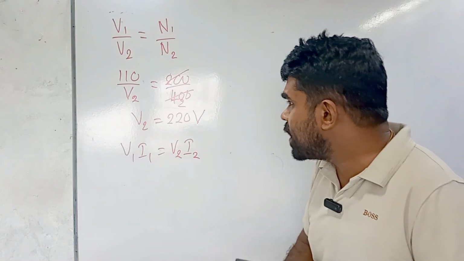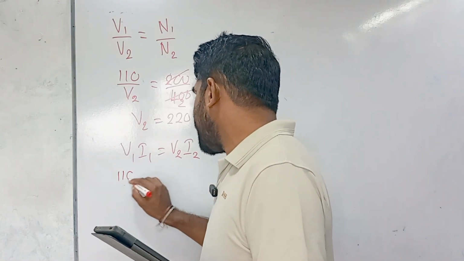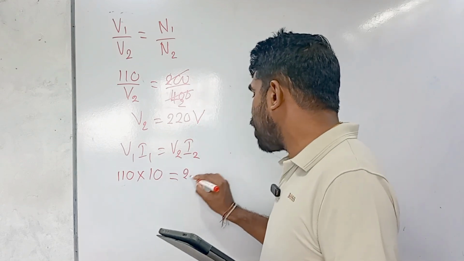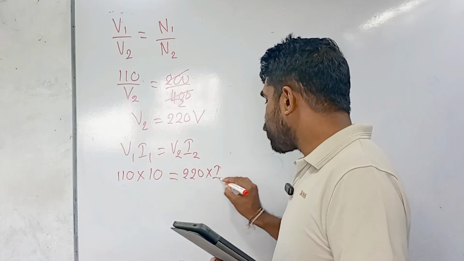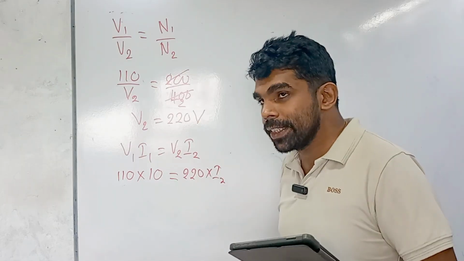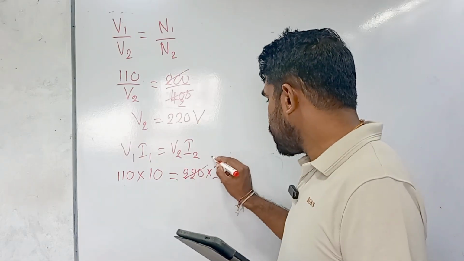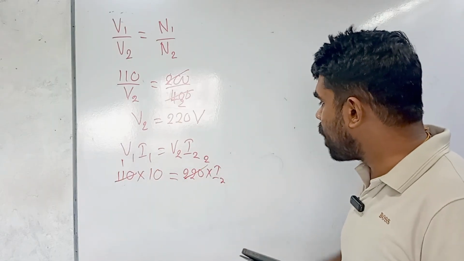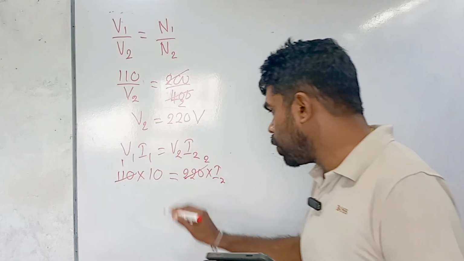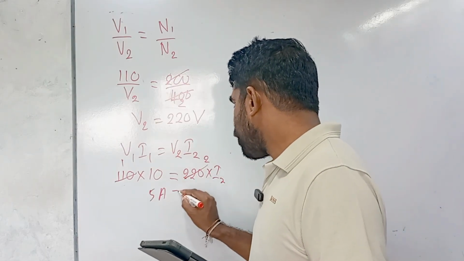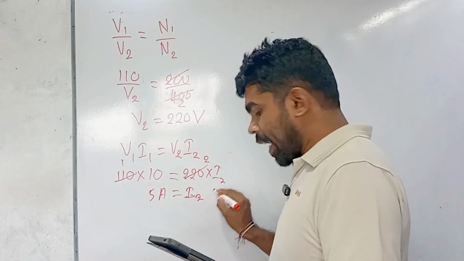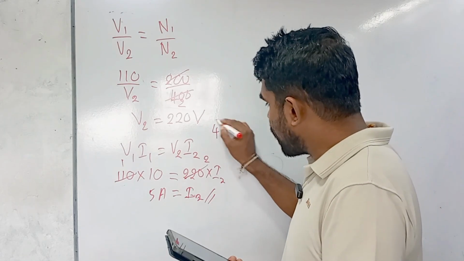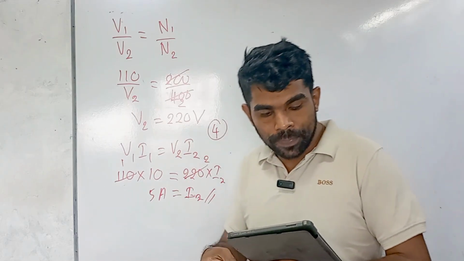Then the V1 voltage is 110, the I1 current is 10, and the V2 voltage we have found is 220. We have to find the I2 current. Then we can cancel out: 110 divided by 110 is 1, 220 divided by 110 is 2. 10 divided by 2 means 5 ampere. Then we get 220 volts and 5 ampere. The fourth one is the correct answer for question number 1.